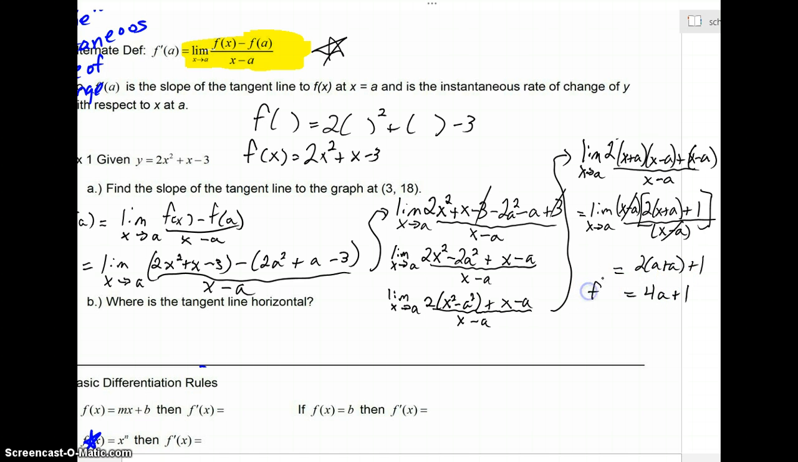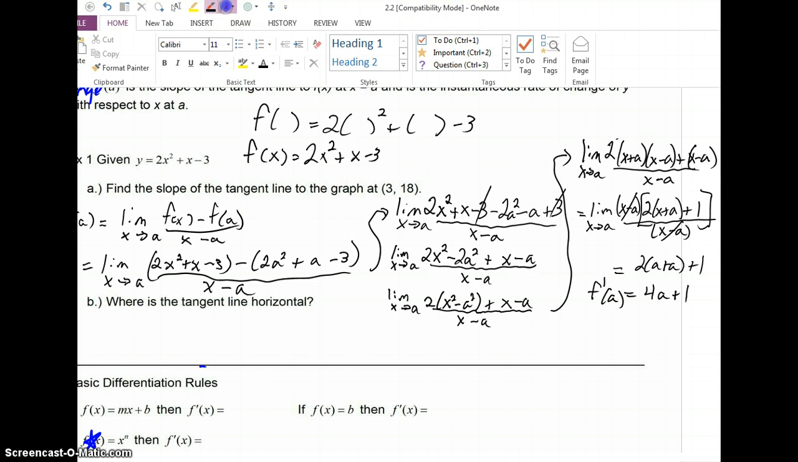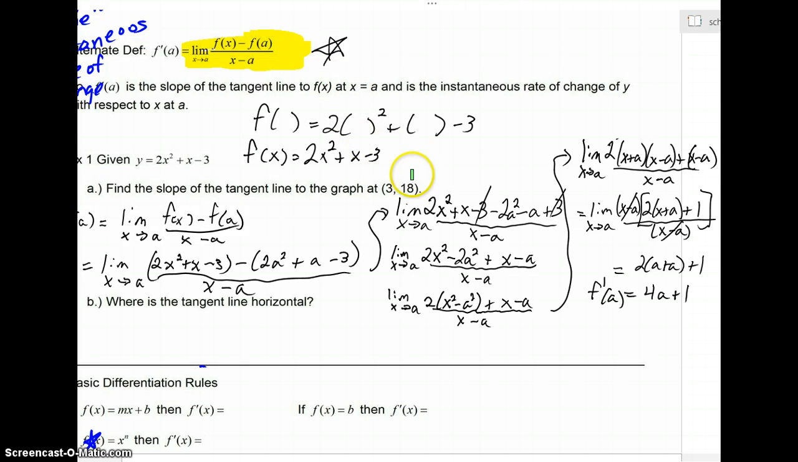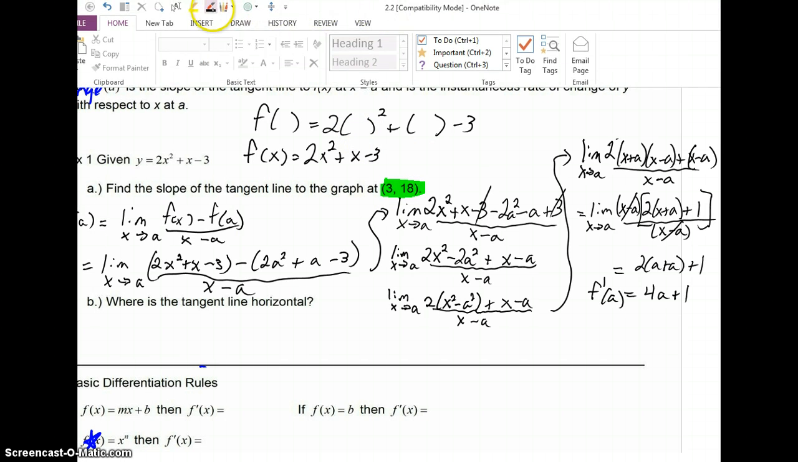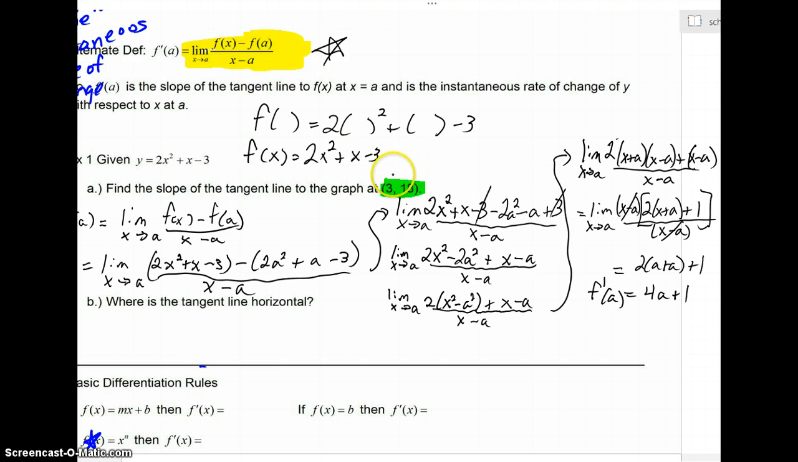So really understand what we just found. We found that f prime of a is equal to 4a plus 1. Now I do want to point out we're not done, because they're not saying find an arbitrary tangent line slope. They're saying more specifically, we want this to be at (3, 18). Well, that means your a is 3.